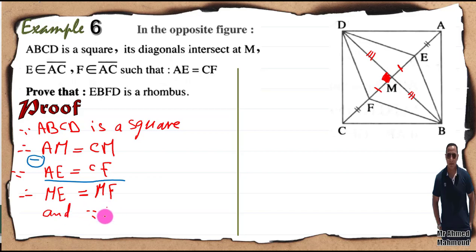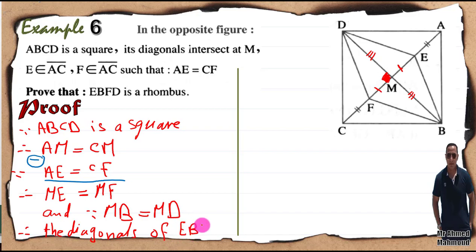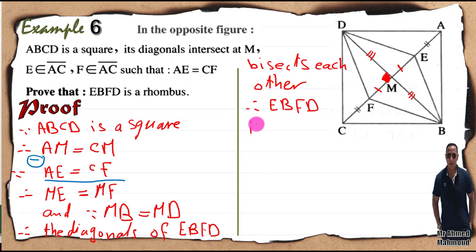and since MB equals MD, therefore it's better to say that the diagonals bisect each other, therefore the diagonals of EBFD bisect each other, therefore EBFD is a parallelogram.